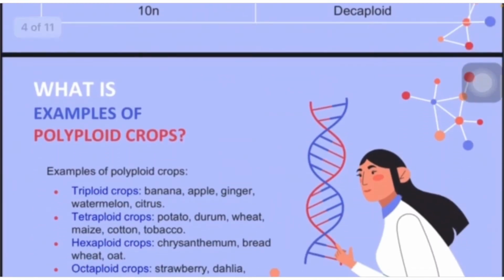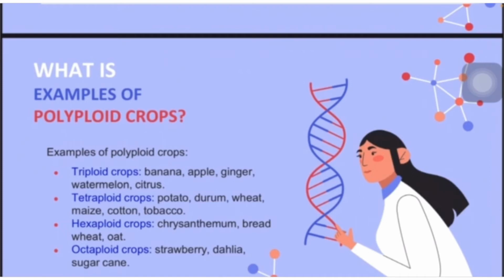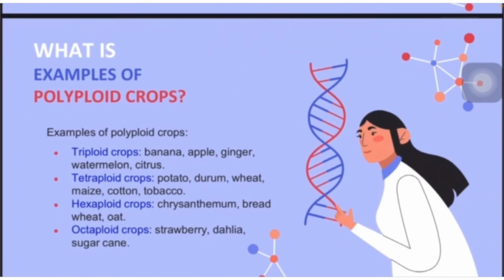What are examples of polyploid crops? Examples of triploid crops are banana, apple, ginger, watermelon, and citrus. Tetraploid crops are potato, durum wheat, maize, cotton, and tobacco. Hexaploid crops are chrysanthemum, bread wheat, and oats, while octaploid crops are strawberry, dahlia, and sugarcane.